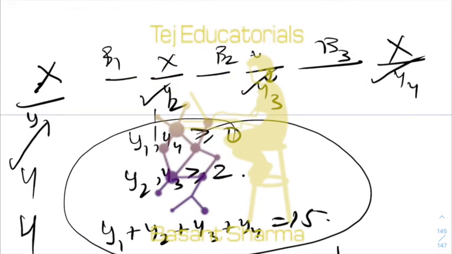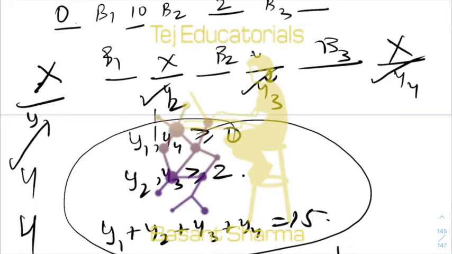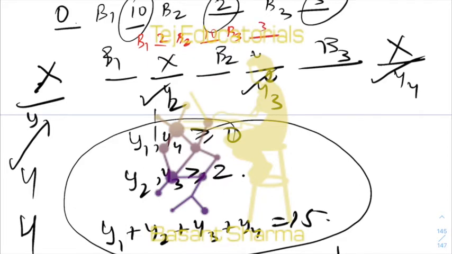One distribution, let's say, could be: between B1 and B2 there are 10 girls, let's say here there are 0 girls, then here there are 2 girls, and the remaining 3 girls are here. This is one distribution. This is different from the case when between B1 and B2 2 girls are there, between B2 and B3 10 girls are there, and here 3 girls are there, and here 0. So these two are different cases.